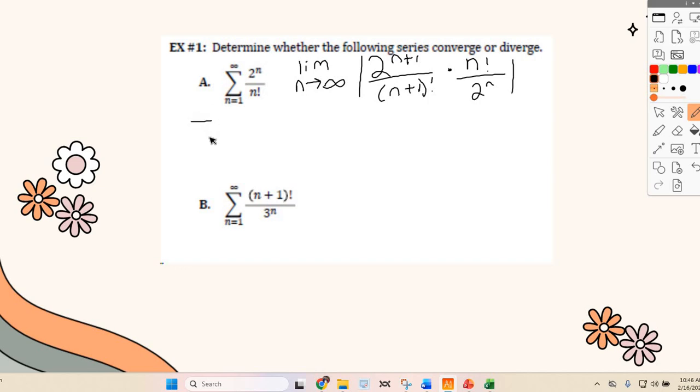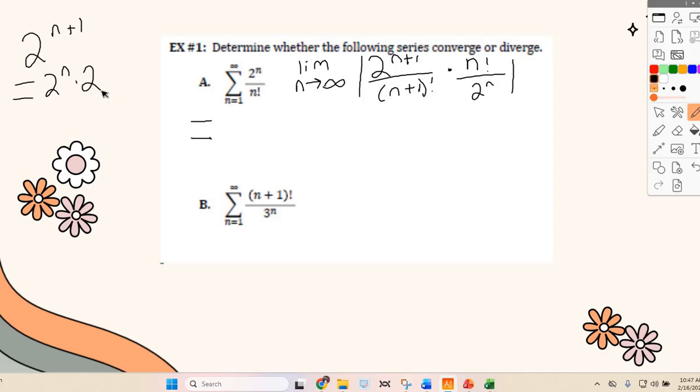First off, we need to think about if I have 2 to the n plus 1, how can I rewrite that? 2 to the n times 2 to the 1. Times 2 to the first, right? By exponent rules, basically we're doing our exponent rule backwards. Usually we multiply and add our 2 exponents, but we can also do that backwards, okay?